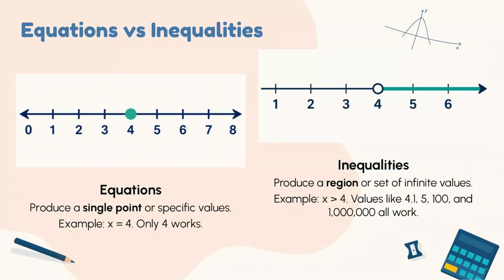Now, let's compare equations and inequalities. An equation usually gives a single point or specific value. For example, x equals 4. Only 4 works. An inequality gives a region or set of possible values. For example, x is greater than 4. That means values like 4.1, 5, 100, and even 1 million all work. So equations often give exact answers, while inequalities describe ranges.